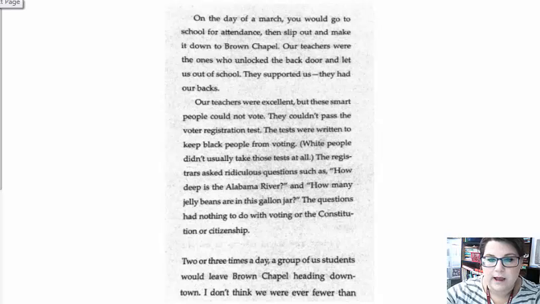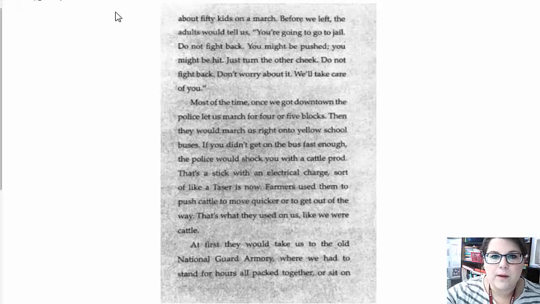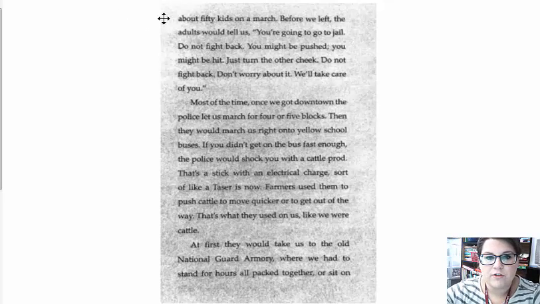2 or 3 times a day, a group of us students would leave Brown Chapel heading downtown. I don't think we were ever fewer than about 50 kids on a march. Before we left, the adults would tell us, "You're going to jail. Do not fight back. You might be pushed. You might be hit. Just turn the other cheek. Do not fight back. Don't worry about it. We'll take care of you."